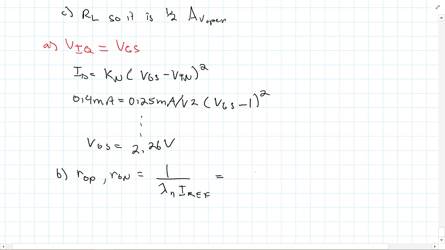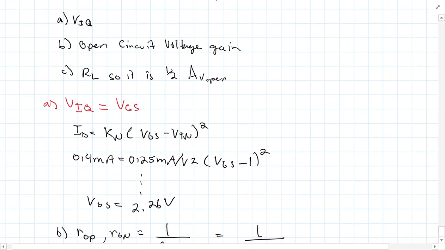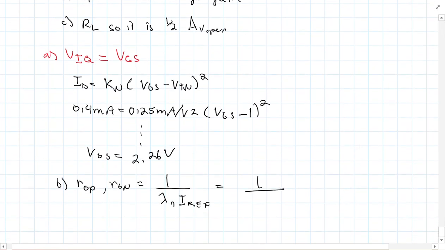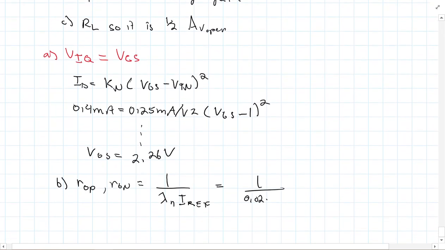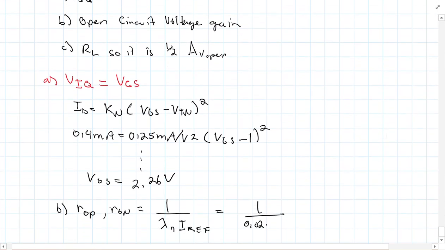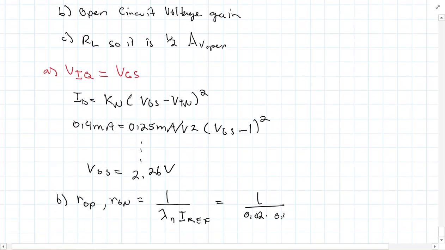So this would be 1 over lambda n, which was 0.02, times my current, which is 0.4 milliamps. And when we do that, what do we get here? I don't think this video is going to be as short as I thought it was, but that's okay. We get 125 kilo ohms.